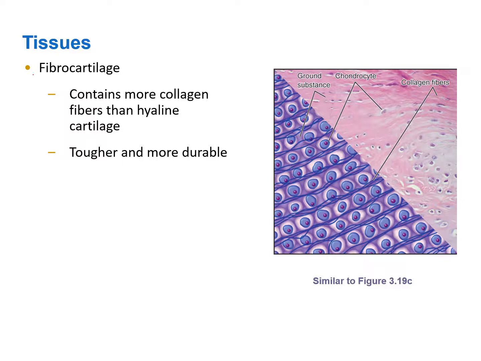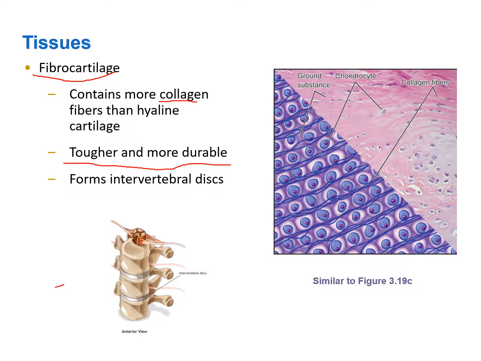So fiber cartilage is very, very tough. It contains much more collagen than hyaline cartilage, so it's more tough and durable. And as I said in the other slides, it forms the intervertebral disc, right? So just where it's white there between each vertebra in your spine, you have this fiber cartilage or intervertebral disc, which separates each vertebra from one another and reduces the impact and stress on the spine.